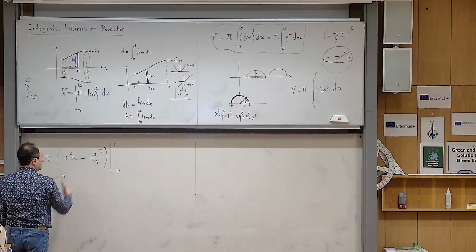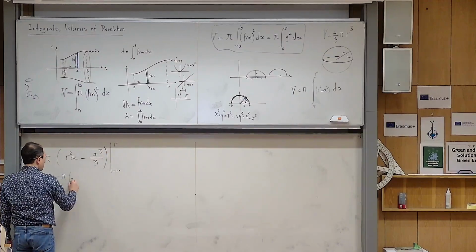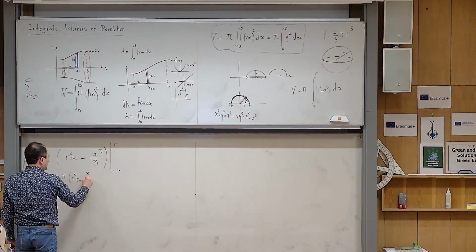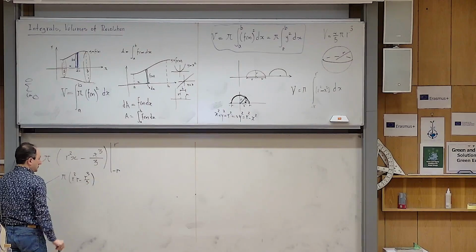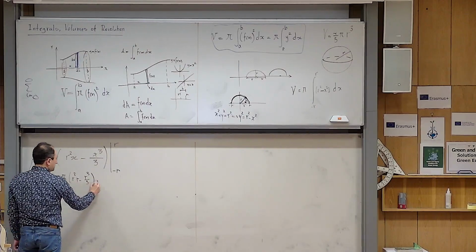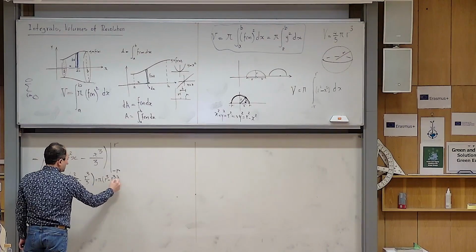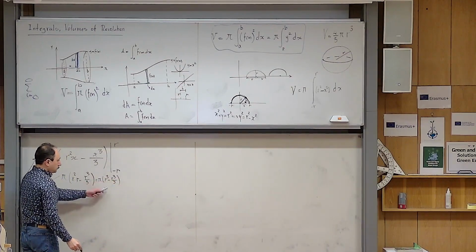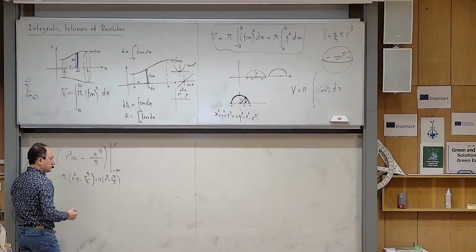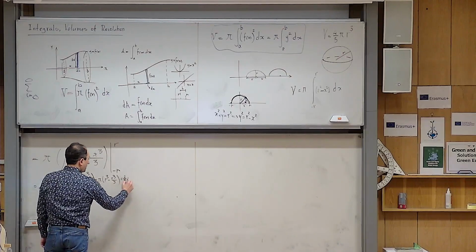Instead of every appearance of x, I put r. So it becomes r squared r minus r cubed over 3. But r squared r is r cubed. So it becomes r cubed minus r cubed over 3. But this is simple. 1 minus a third becomes 2/3. So it becomes 2/3 pi r cubed.